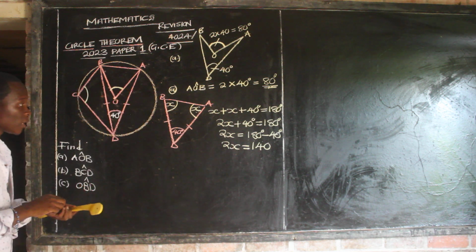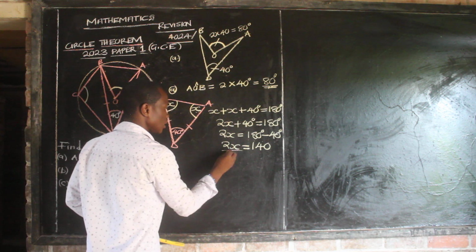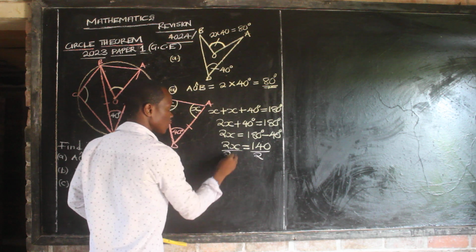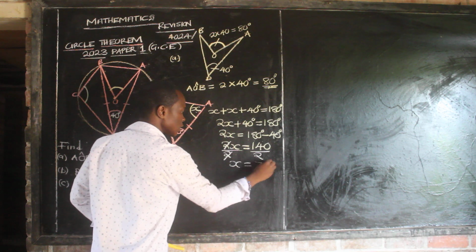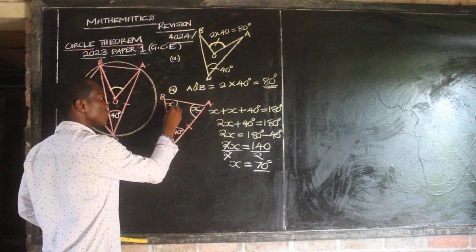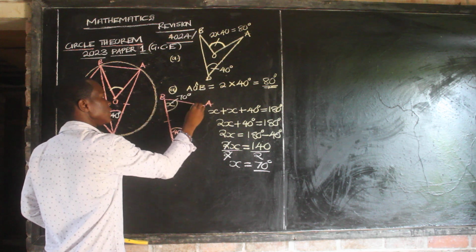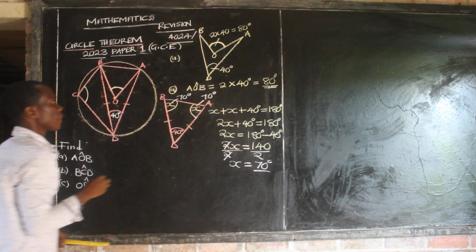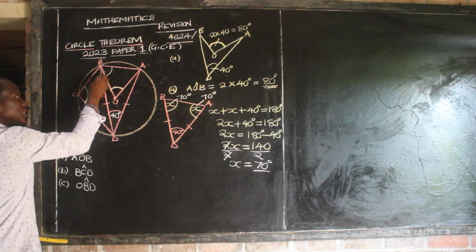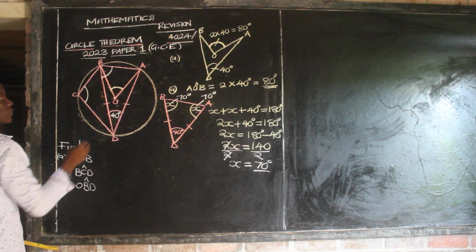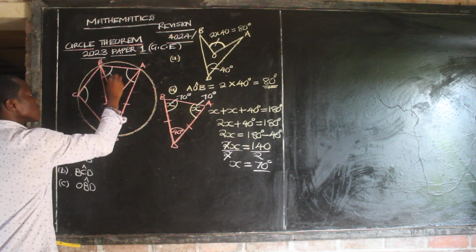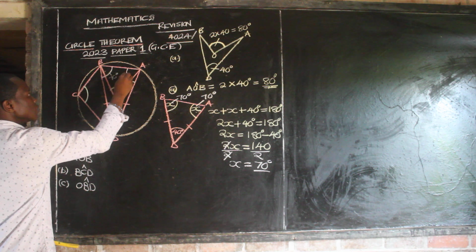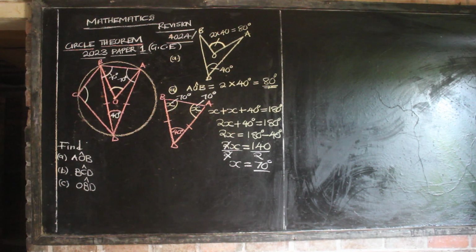So for us to remain with x, divide both sides by 2. X is equal to 140 over 2, you get 70. So meaning this angle is 70 degrees. Even this angle is 70 degrees. So this angle is 70, this one is also 70, and even this one is also 70.